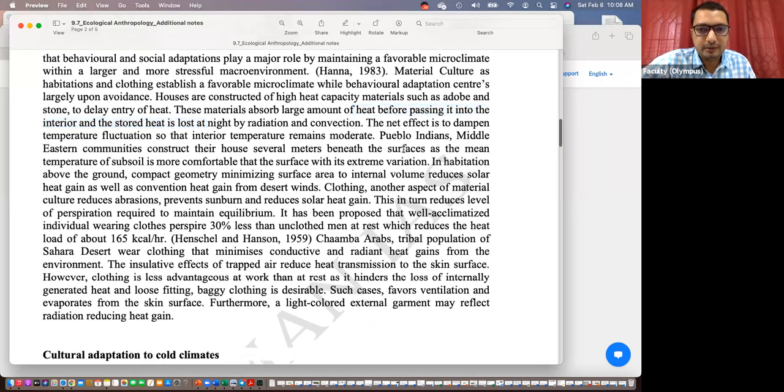I've given some examples here. Like the Pueblo Indians and Middle Eastern communities, the way they construct houses several meters beneath the surface of the mean temperature, because underneath the soil the temperatures are a bit cooler. So in a few communities they dig a bit deeper and build houses like that. These are also cultural adaptations you normally see.